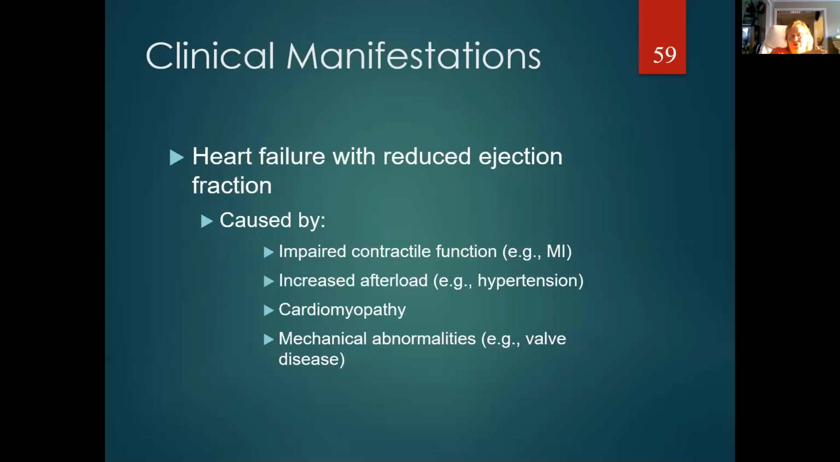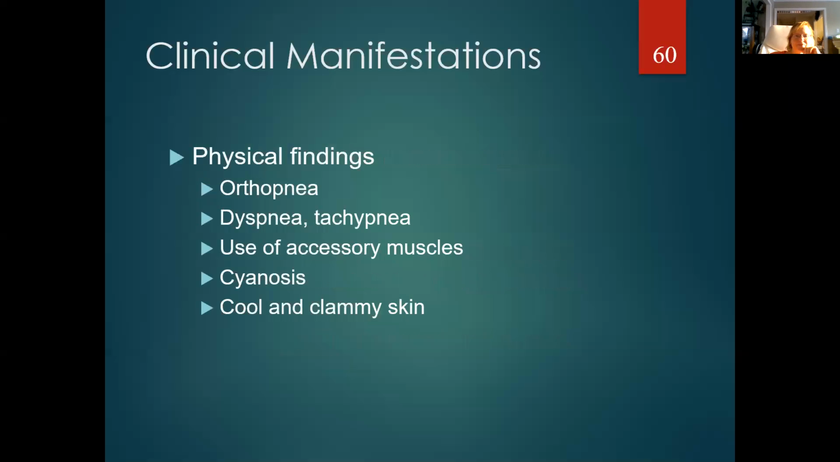We've got increased afterload. So the afterload is we're trying to pump against that pressure in the peripheral circulation system. Cardiomyopathy, so there's an actual pathological process within the heart. The heart muscle has a pathology. The heart muscle is not pumping effectively. And mechanical abnormalities that we might have been born with or that might be caused by disease. And so if we have valvular disease and other things.